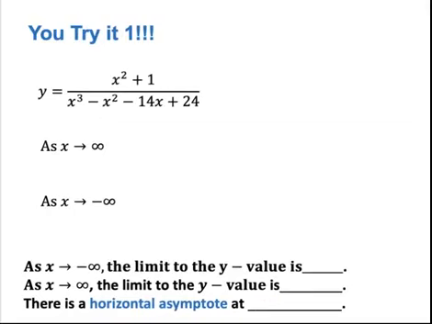Now it's time for you to get some practice finding the horizontal asymptote when the degree of the denominator is 1 degree higher than the degree of the numerator. So for you, try it 1, please pause your video, work through the example to find the horizontal asymptote. When you're finished, please unpause the video and see if your solution matches with mine.